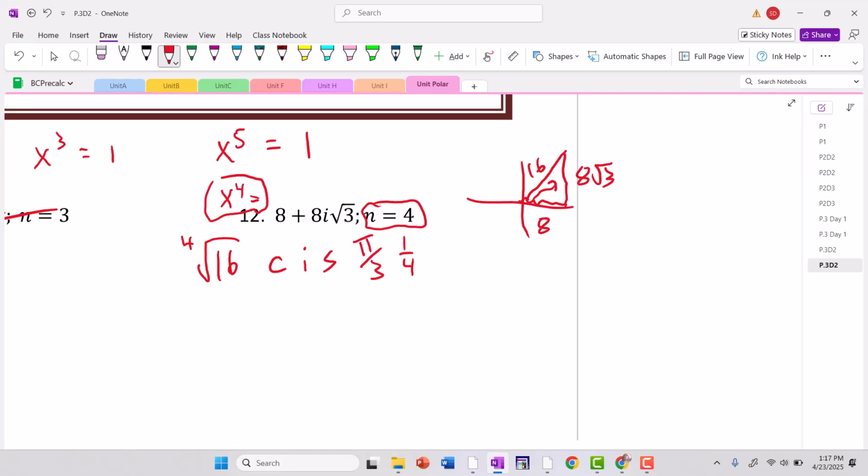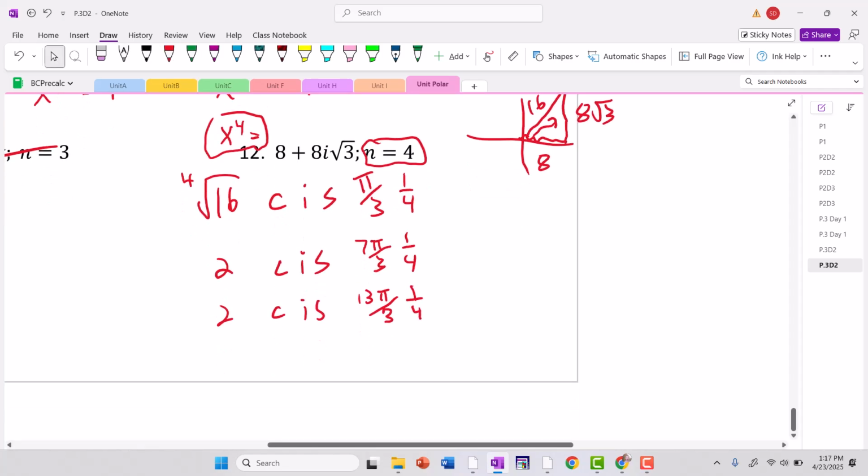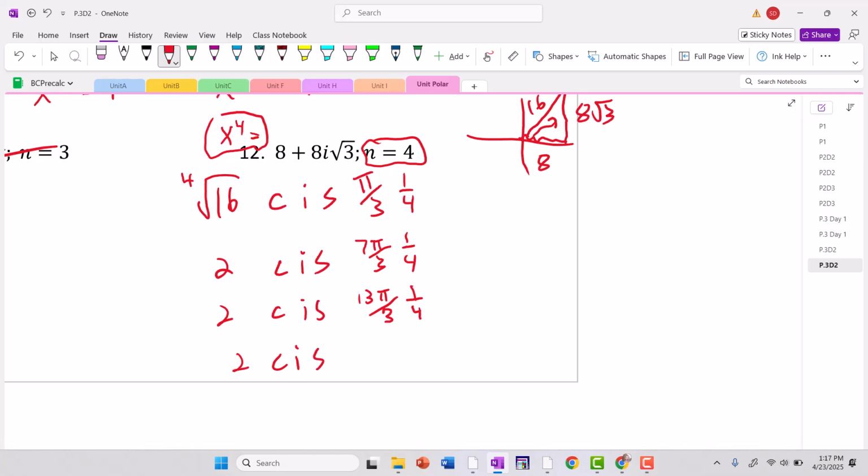What's the 4th root of 16? 2. And then cis, this is 6 pi over 3 plus pi over 3, 7 pi over 3, 1/4 of that. To cis, add 6 pi over 3 to this, that's 13 pi over 3, 1/4 of that. I hope I'm doing this right, because then I have one more mind-blowing moment, maybe not mind-blowing, but 19 pi over 3, and then 1/4 of that. And then it's just 19 pi over 12, and that's it.